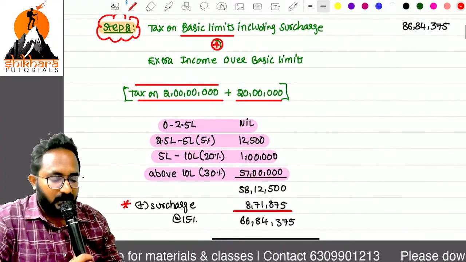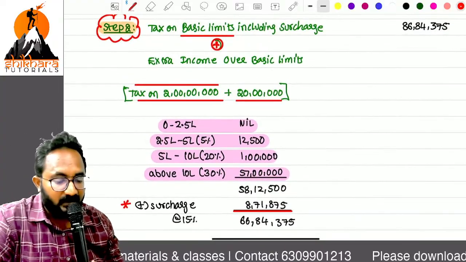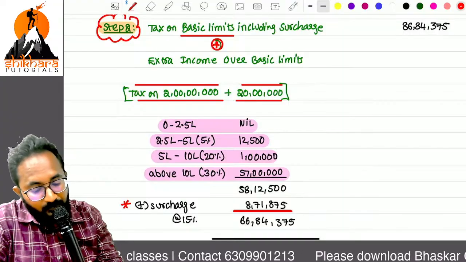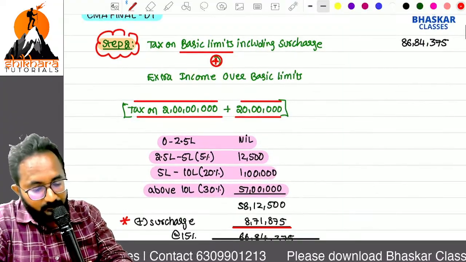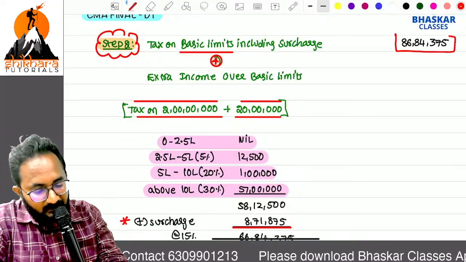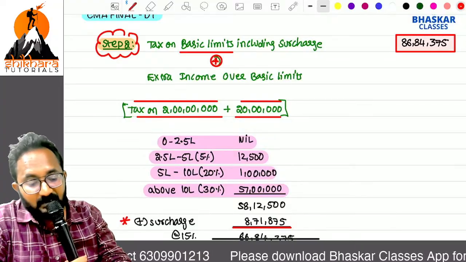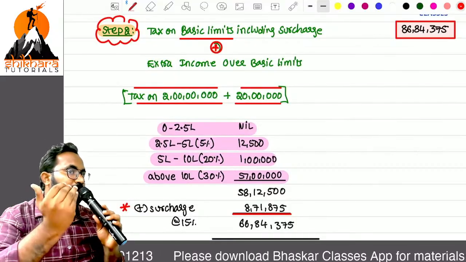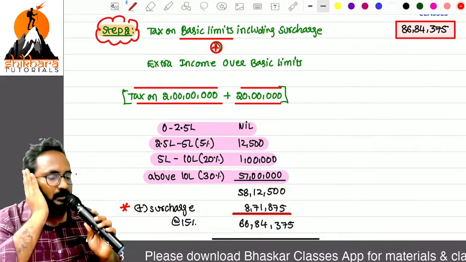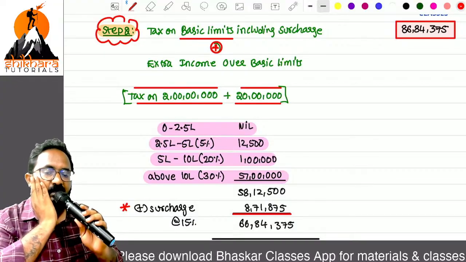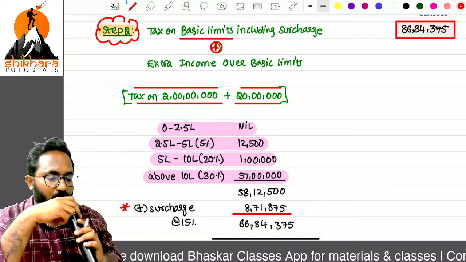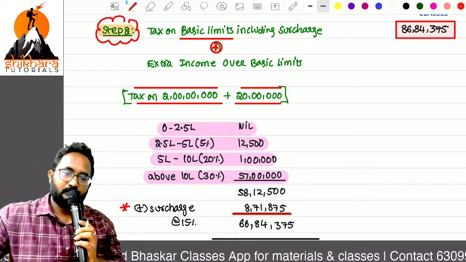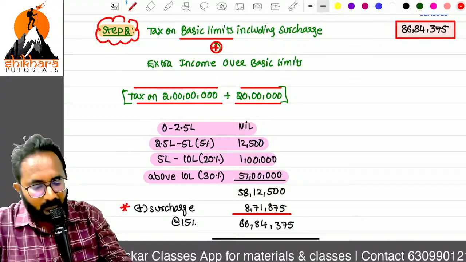66 lakh 84,375. But we have to add how much amount to this? 20 lakh. Total how much? 86 lakh 84,375. Income over the basic limit we have to add. Finally, you got how much amount? 86 lakh 84,375. It is our capability.